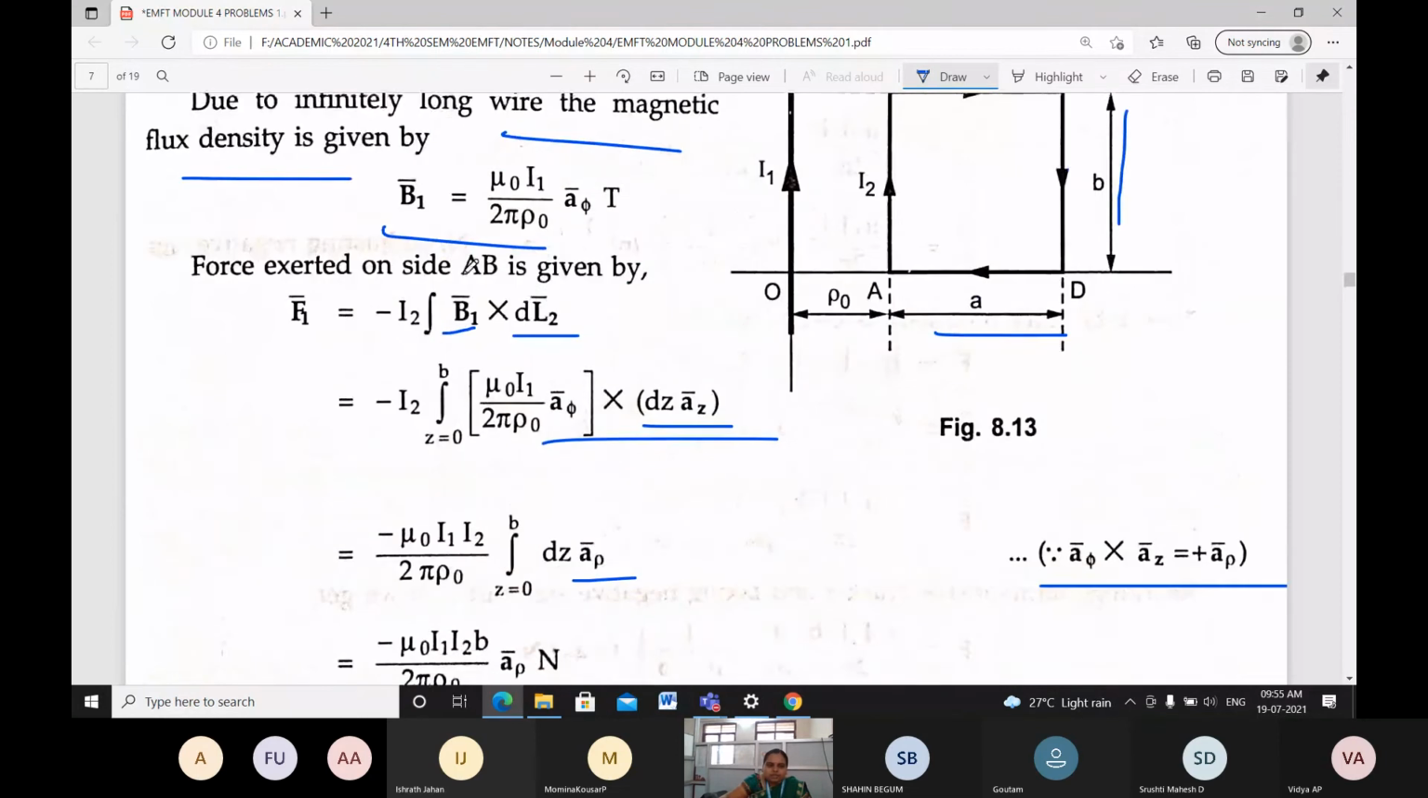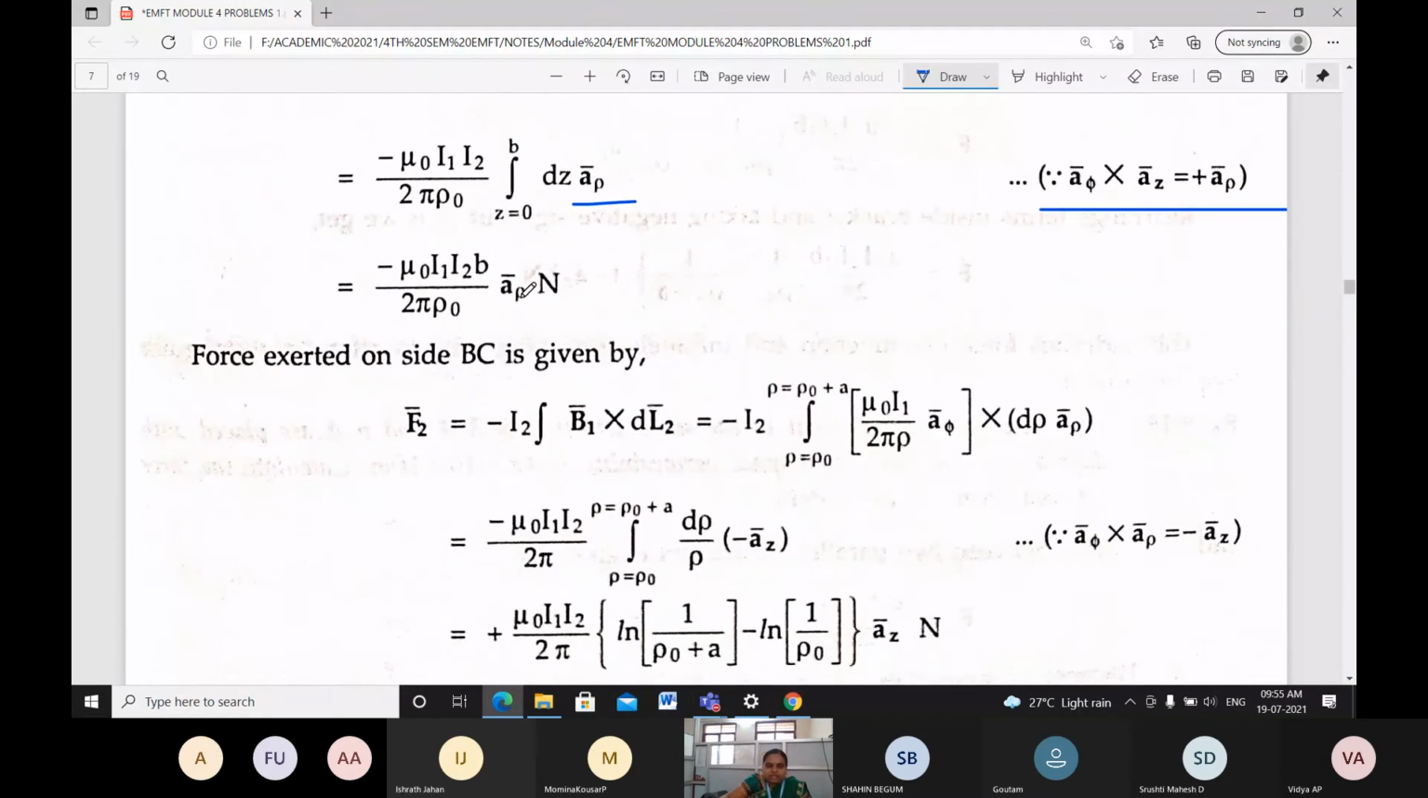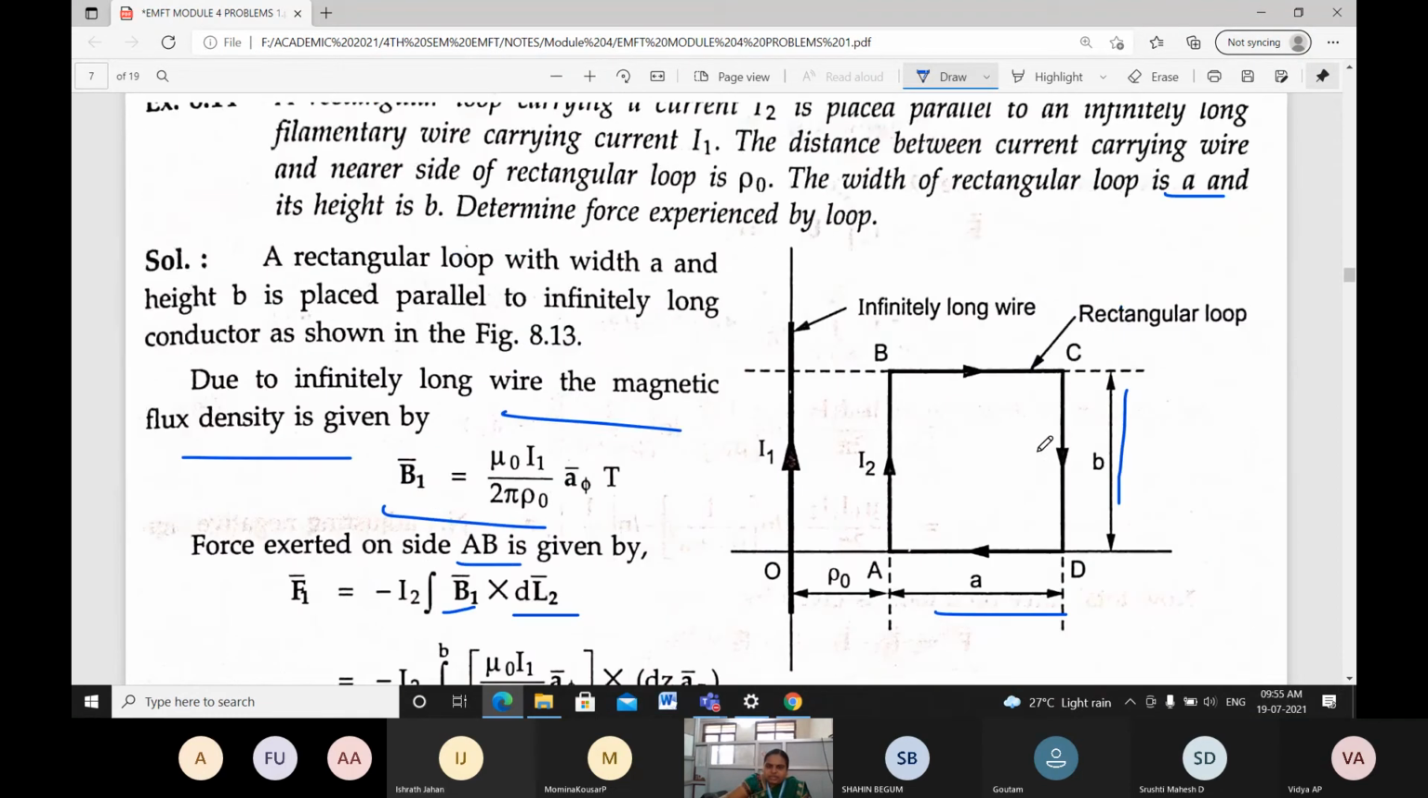Then that is what we got at side AB. In the same way, we have to find it at side BC also. Therefore F2 is going to be minus I2 integration B1 cross with dL2. Observe, the integration is varying in this case with rho from rho naught to rho naught plus A. Then substitute for B and also with the dL. Here it is d rho into a rho in the BC direction.